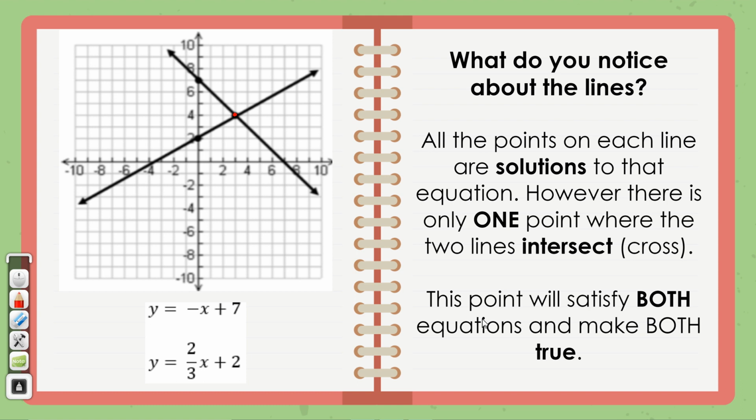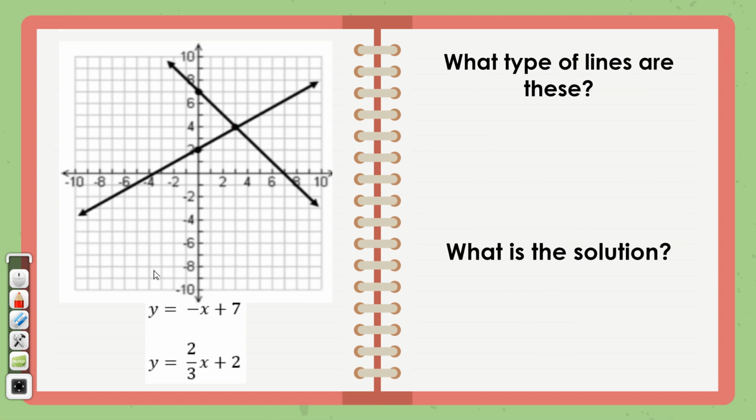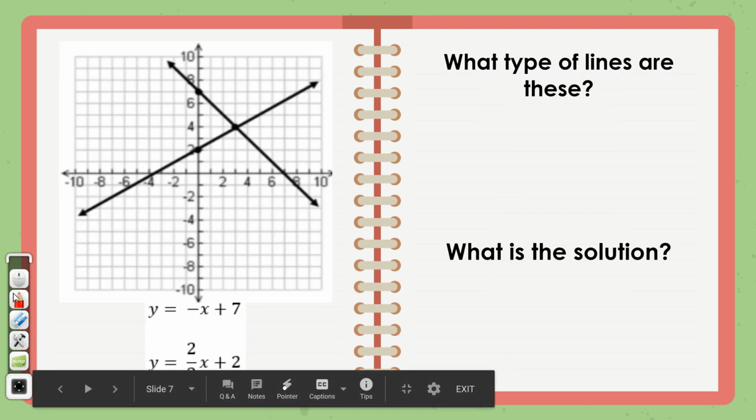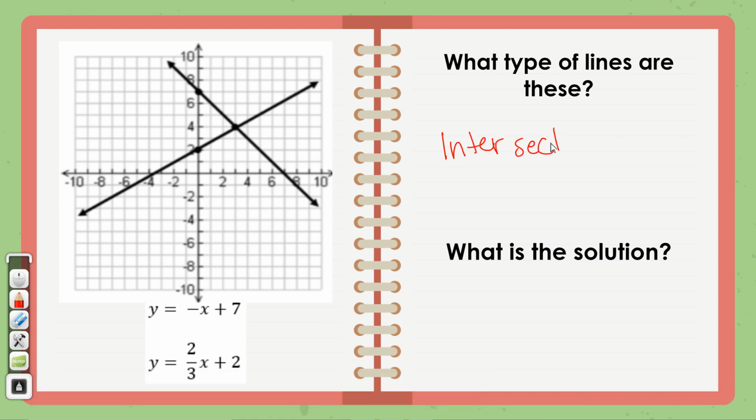It says number 3. What type of lines are these? We call these intersecting lines. That's I-N-G, intersecting lines. And what is the solution? So we're going to write this ordered pair right here. What is this point right here where they both cross?